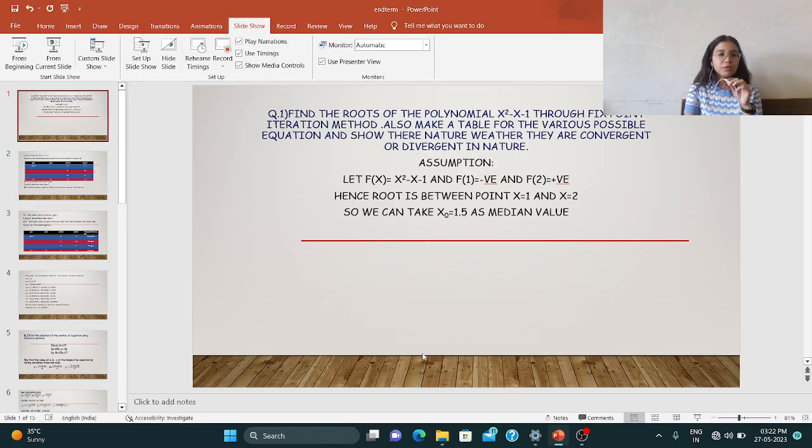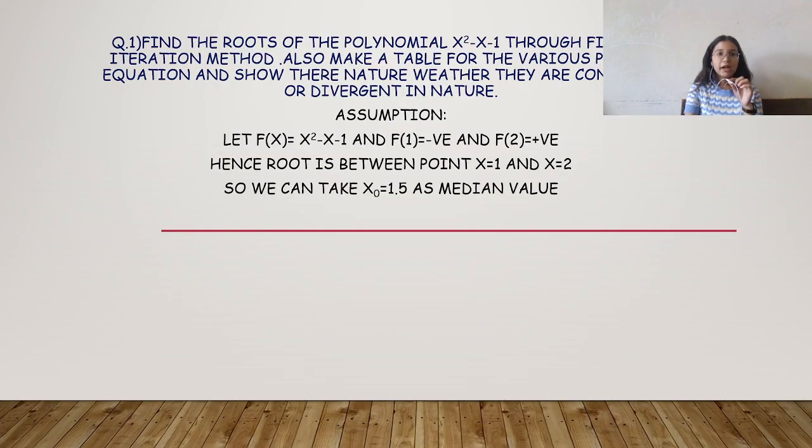This is the paper of MTech IT 2K21 4th SEM paper, NAD paper. Let's start our discussion. Question number 1. Find the root of the polynomial x square minus x minus 1 through fixed point iteration method. Also make a table for the various possible equations and show their nature, whether they are convergent or divergent in nature.